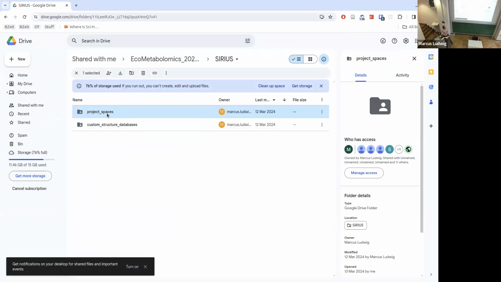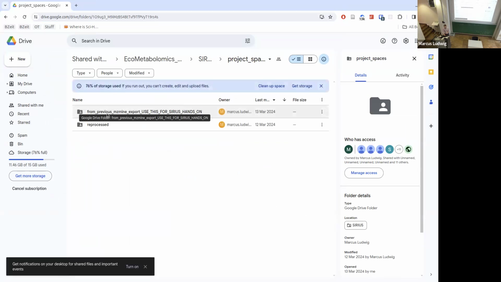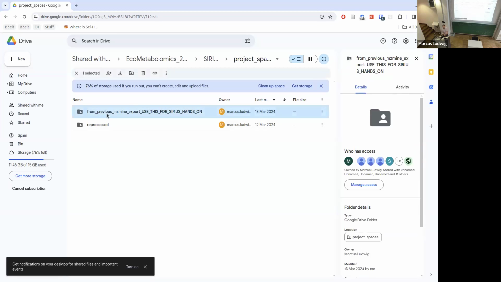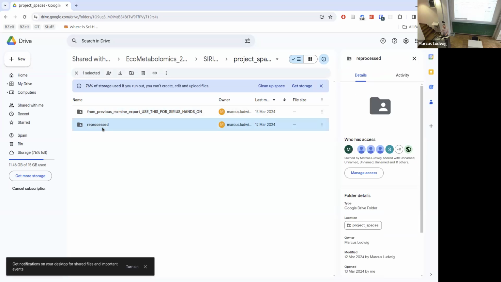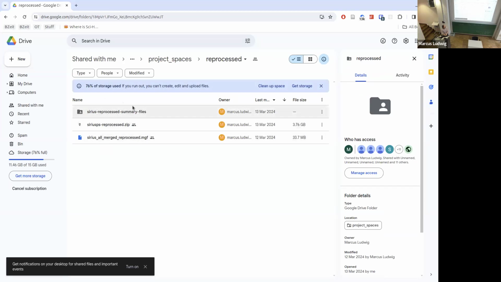And then we will need some data. Basically, I pre-processed some of the MC-MINE export already. For the hands-on, we are using this one in this folder because some days ago Steffen reprocessed with MC-MINE. So for the rest of your workshop, when you are doing all of the integration with the tools in Cytoscape, you can just use the data in here. But I think Daniel will guide you through this.